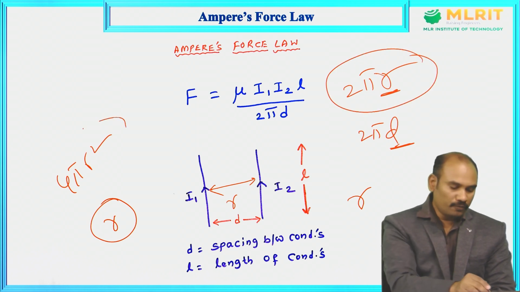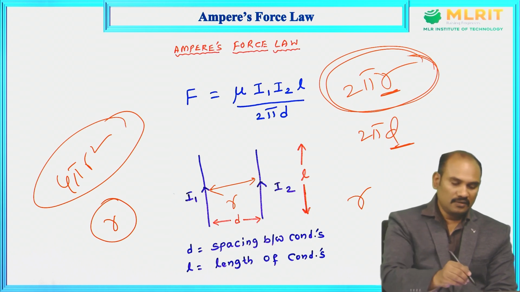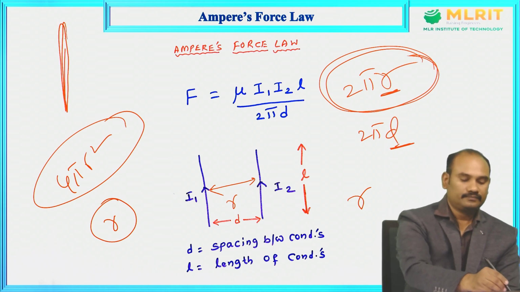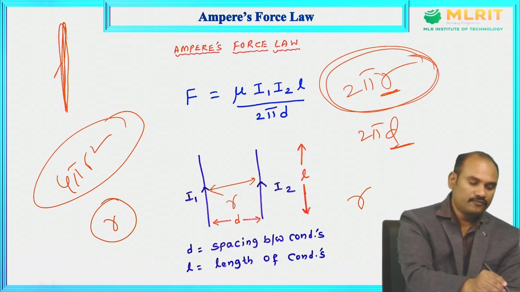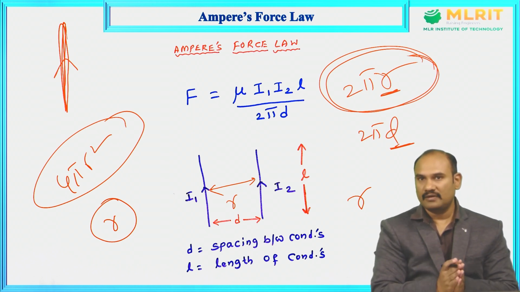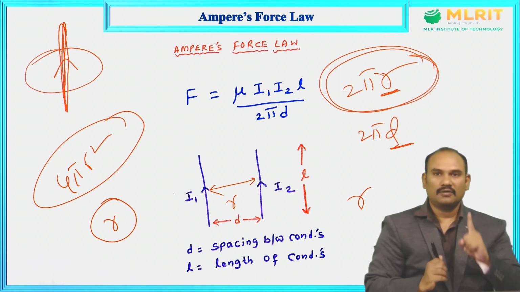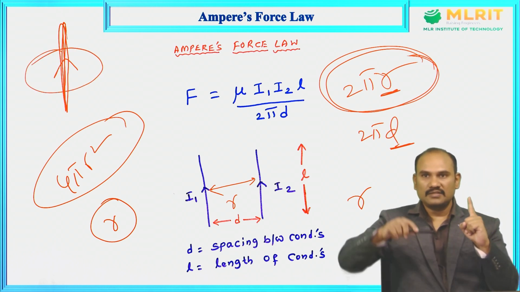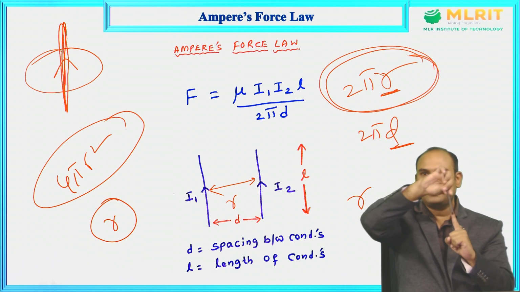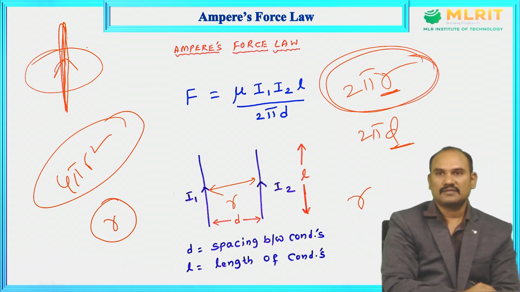So why 4 pi r square here? Why 2 pi r here? Because you take a conductor, current is flowing in this conductor. A current carrying conductor is surrounded by a magnetic field. How is the magnetic field surrounding it? Like this. Current is flowing like this. It is surrounded by a magnetic field in a circulating manner. Current is here, the magnetic field is surrounding this. What is this?